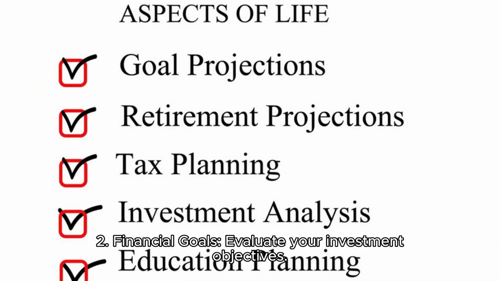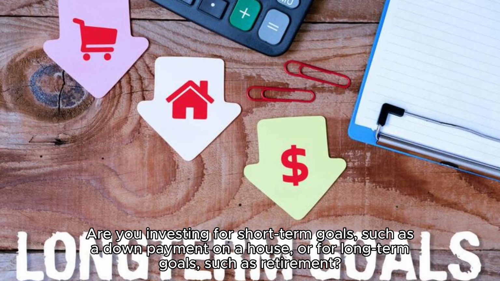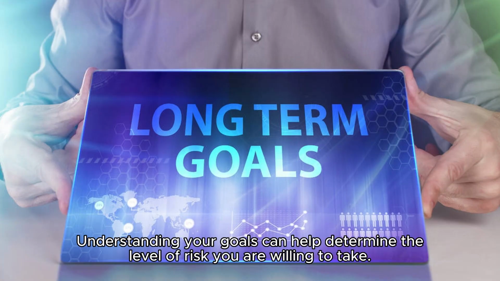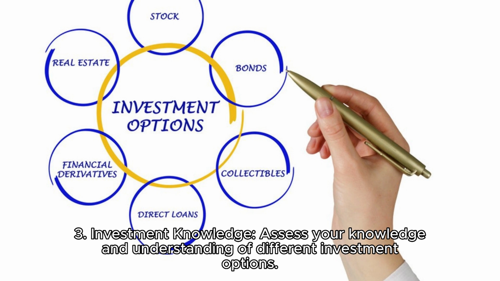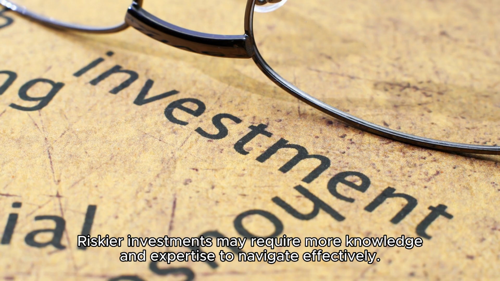2. Financial goals. Evaluate your investment objectives. Are you investing for short-term goals, such as a down payment on a house, or for long-term goals, such as retirement? Understanding your goals can help determine the level of risk you are willing to take. 3. Investment knowledge. Assess your knowledge and understanding of different investment options. Riskier investments may require more knowledge and expertise to navigate effectively.